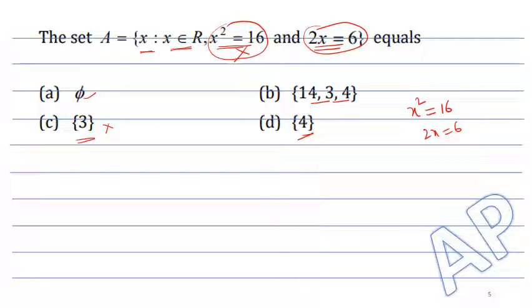Now x square is equal to 16 implies x is equal to plus or minus 4. 2x equals 6 implies x is equal to 3.